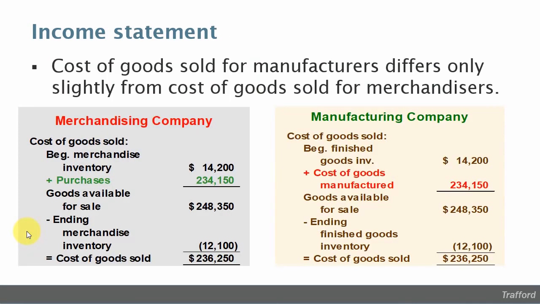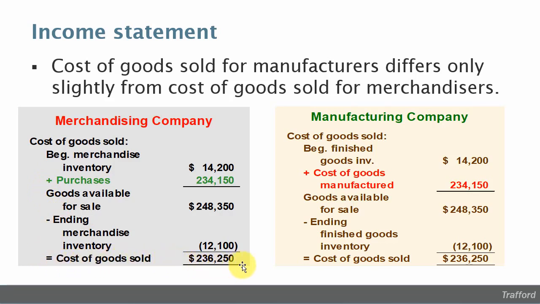The income statements also are different depending on whether you have a merchandising company or a manufacturing company. Here's just the cost of goods sold section, and notice they're actually pretty similar. It's just right in here that they're different. For a merchandising company, you start with beginning inventory, add purchases, that's what you paid to buy the inventory. Together, those two things are goods available for sale, cost of goods available for sale, and if from there you subtract the cost of ending inventory, that gives you cost of goods sold.